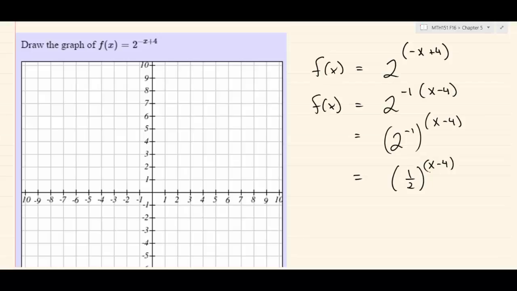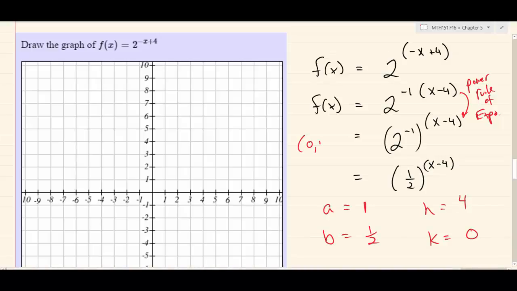And then using the power rule of exponents, you reallocate that negative 1 to be a power on the 2, and 2 to the negative 1 is 1/2. You reciprocate it. So now we can do A, B, H, K. So let's graph this. Key points are going to be (0, 1) and (1, 1/2). Another key point will be (-1, 2). So we're going to do (0, 1), (1, 1/2), (-1, 2).